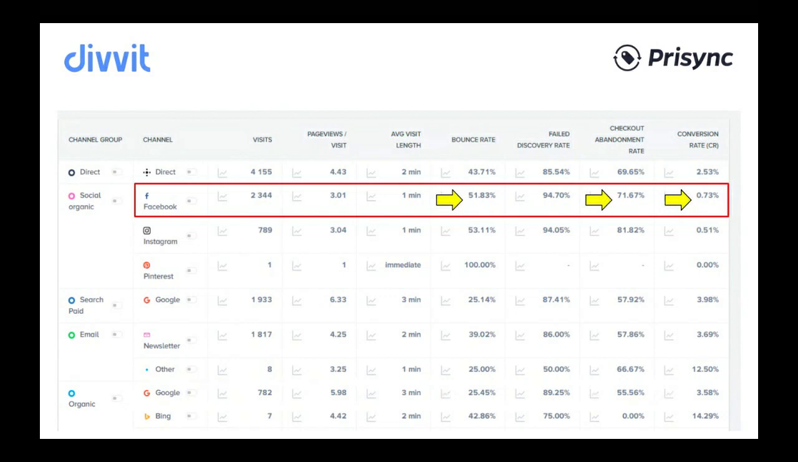Organic Facebook has one of the highest traffic channels after direct, but the bounce rate is 51.8%. The checkout abandonment rate is 71.6%. The conversion rate leaves a little bit to be desired. It's 0.73%. And that's a shame because there's a lot of traffic coming in. What does this translate to in terms of orders and revenue and money?